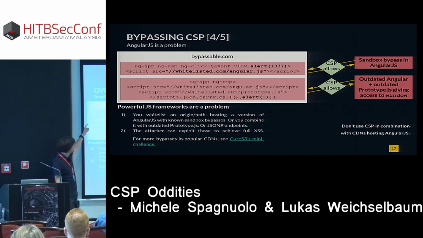So again, the CSP allows whitelisted.com. It just says, oh yeah, whitelisted.com is allowed, so you can load Angular. And then, since this is just a script tag that sources something from an allowed domain, it's also allowed to execute, right? And this is the example with AngularJS combined with Prototype.js. So you first load the Angular library, and then on top of that you load Prototype, and then you could do something like on curry call alert1. The on curry call will give you a window object, and then yeah, you can do everything again, right?